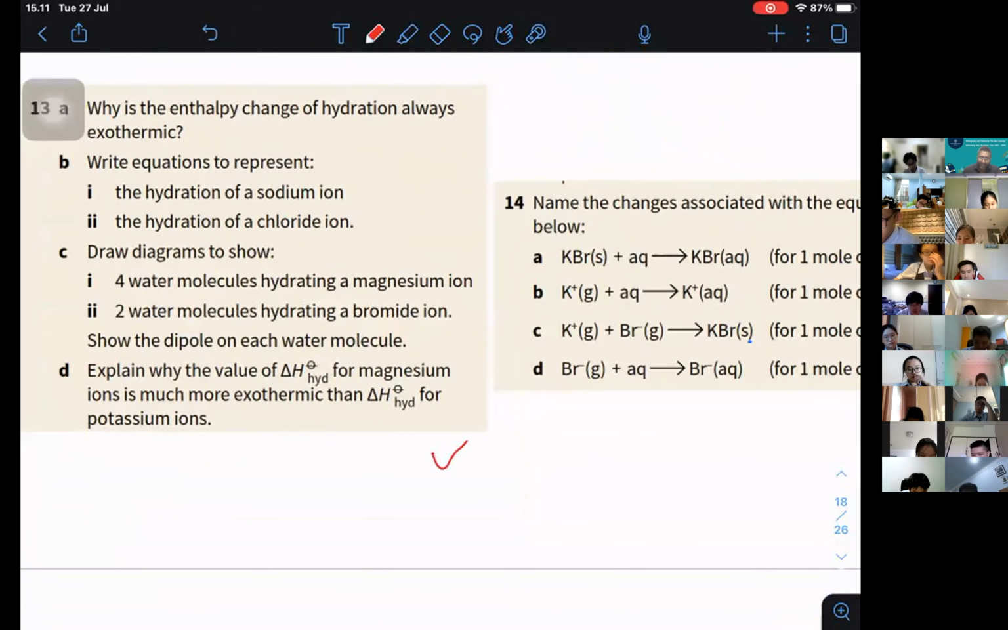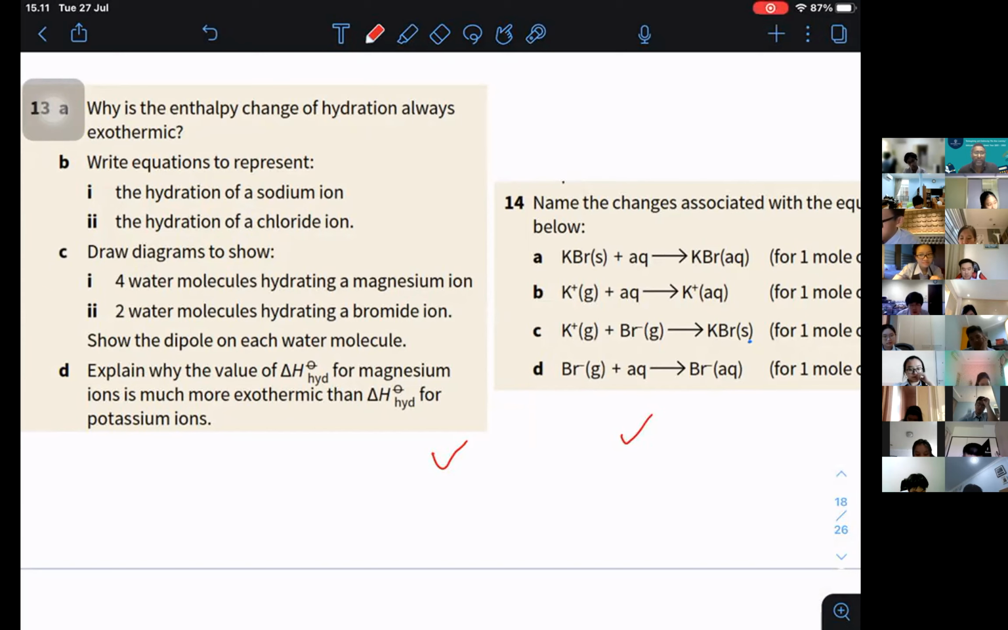This one I've done yesterday. Did I do this yesterday, Ashley? No. I don't recall 13B. Okay, so this one is the one that I did with the other class.